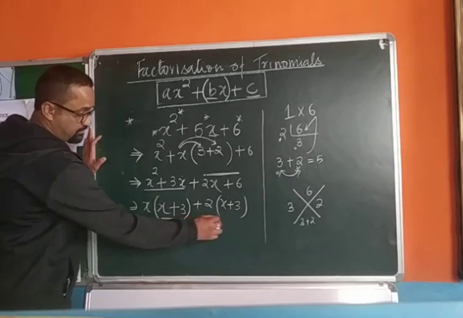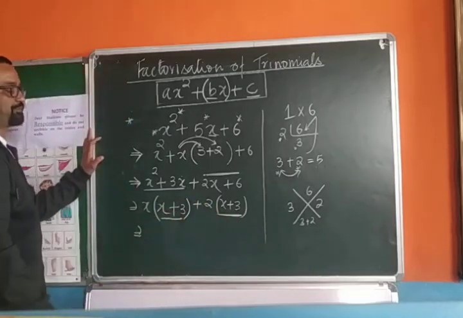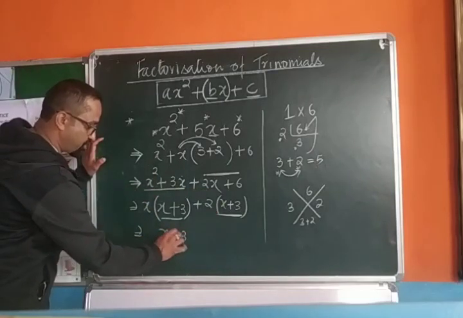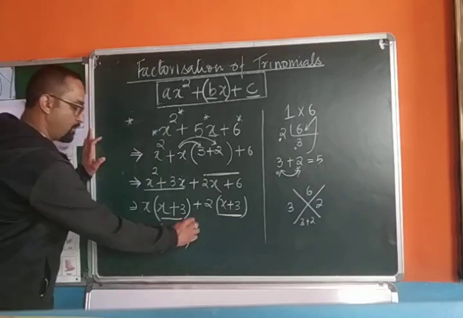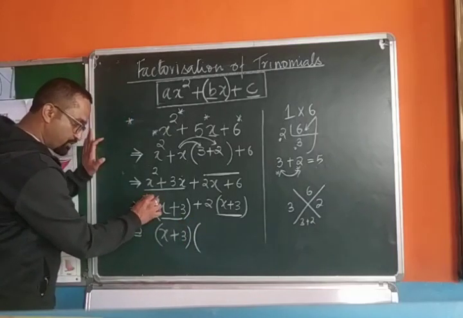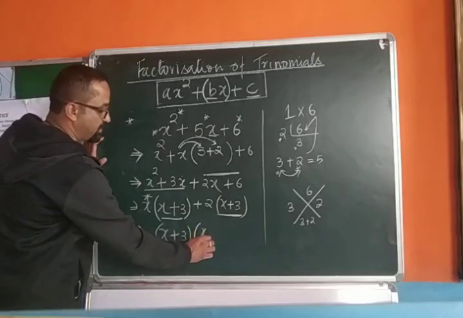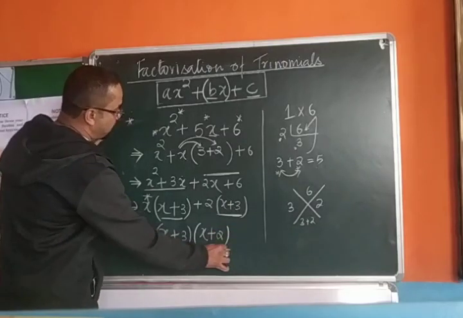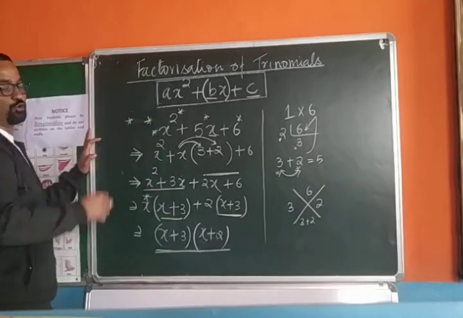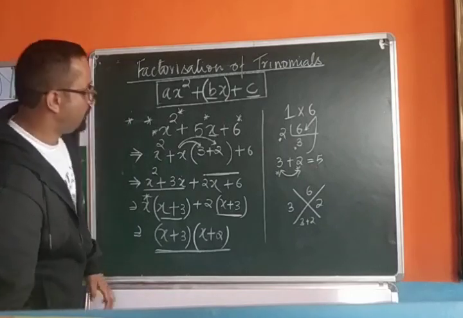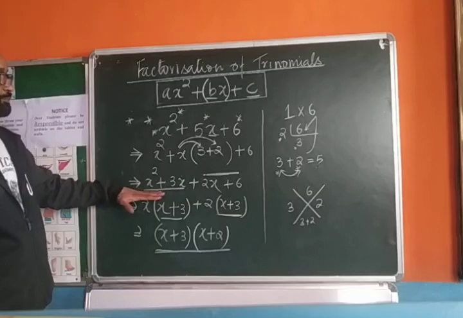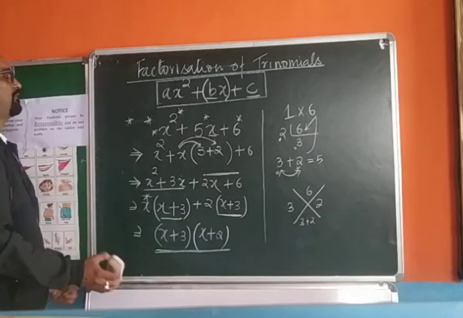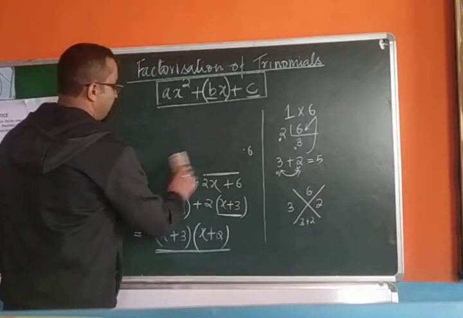Now we look at the term inside the bracket. These two terms are again common. So we write x plus 3 common. Open the bracket and write down the terms which you have here, that is x plus 2. These are the two factors of the given trinomial. Steps are to be remembered and calculation must be shown at the side. Let's take another example.